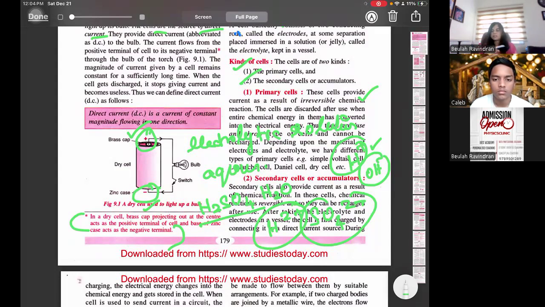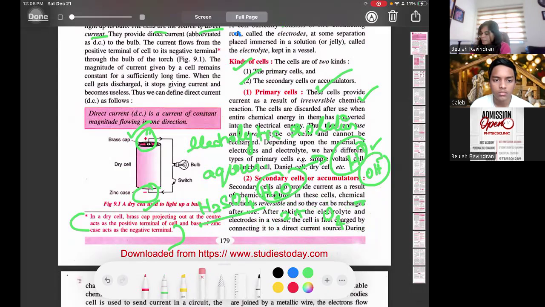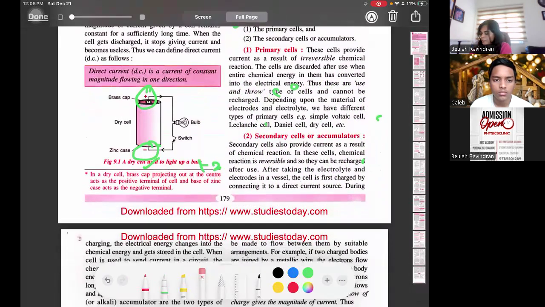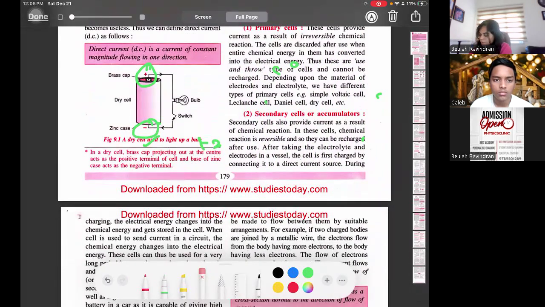So the primary cells are used up with an irreversible chemical reaction. These cannot be reversed. That means a liquid becomes ions, that is aqueous, and it won't turn into liquid again. This is irreversible. What about the secondary cells? Here in your book it is given. Secondary cells also provide current as a result of a chemical reaction, but here the chemical reaction is reversible. So the reaction takes place again and again, and more electrical energy is available. That means current is produced again and again. Clear?